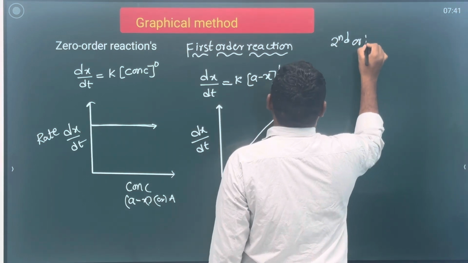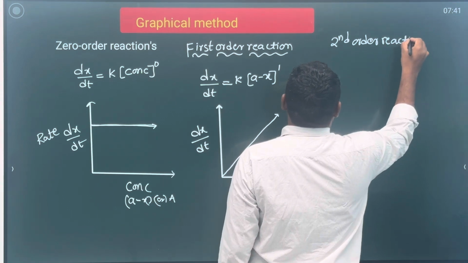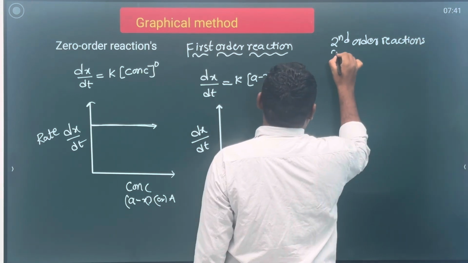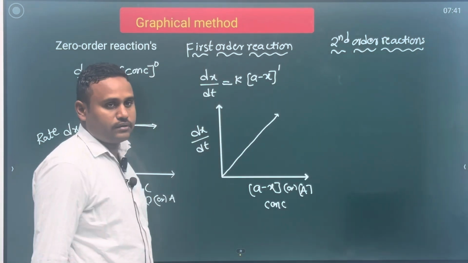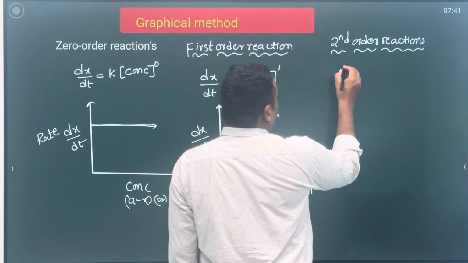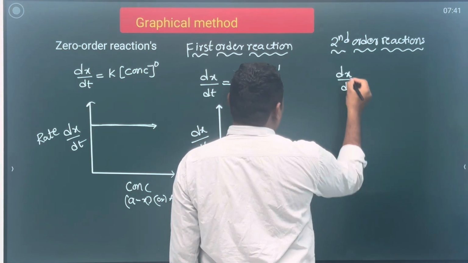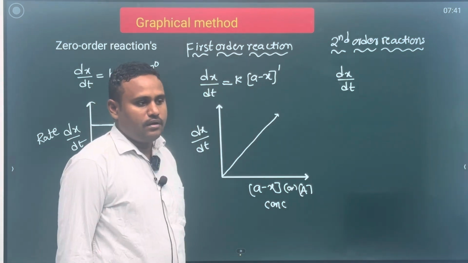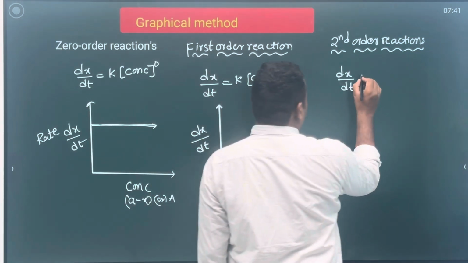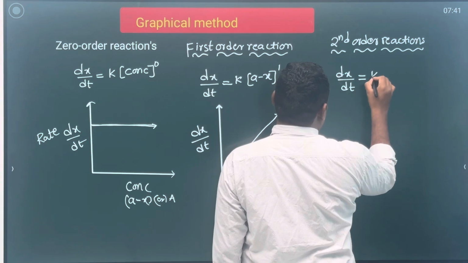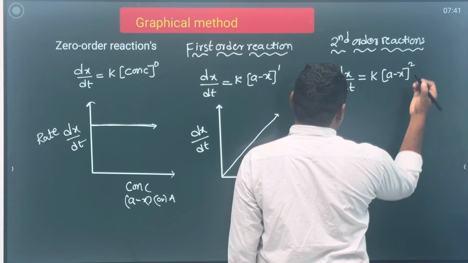Second order reactions. So in second order reactions, how are we going to get the graphs between the rate of reaction and concentration? We know dx by dt is nothing but the rate of reaction, change in concentration by time, and that is equal to k into a minus x whole square.